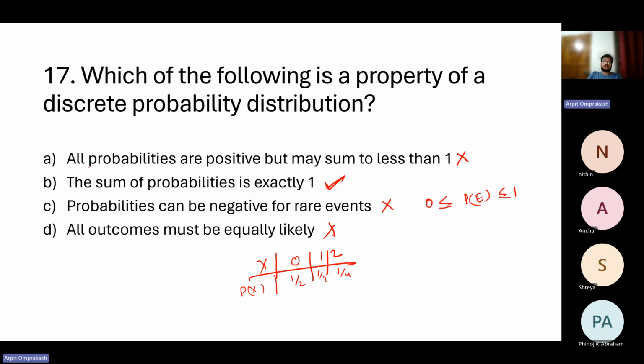The only option here that is a property is option B: the sum of all the probabilities should be exactly equal to 1.